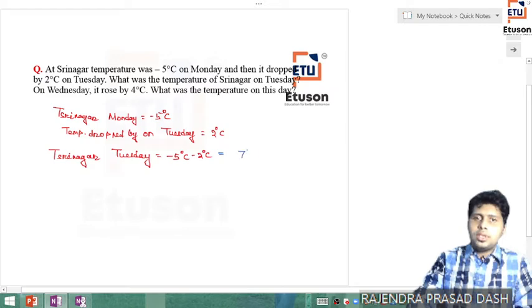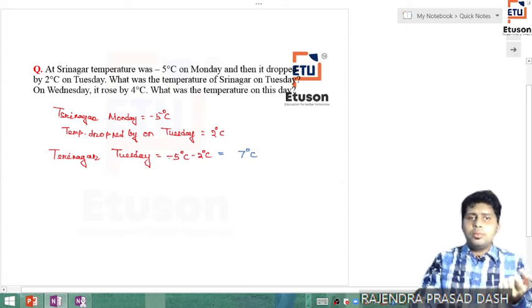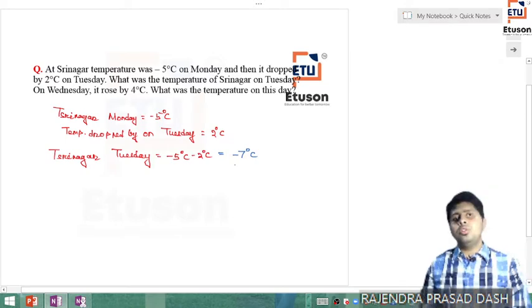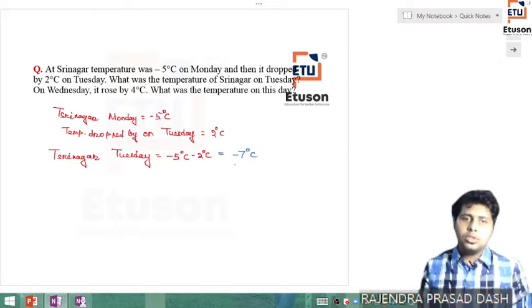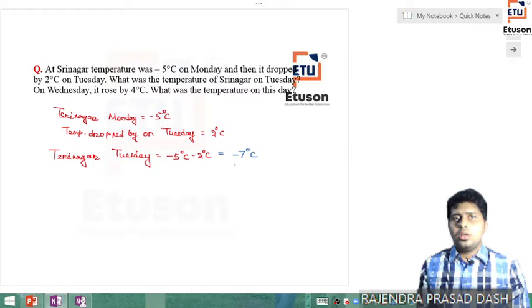So we'll put the common sign that is associated before them. The common sign associated before them is the minus sign. So we'll put the minus sign in the final answer. So the answer will be minus 7 degrees Celsius. Right. So the temperature of Srinagar on Tuesday will be minus 7 degrees Celsius. Hope you are getting this point.